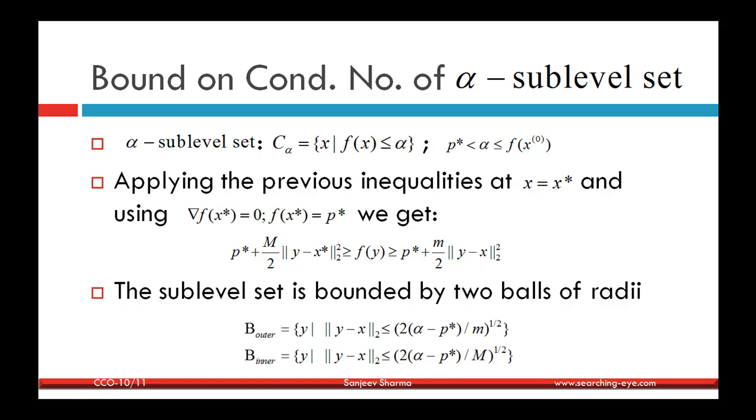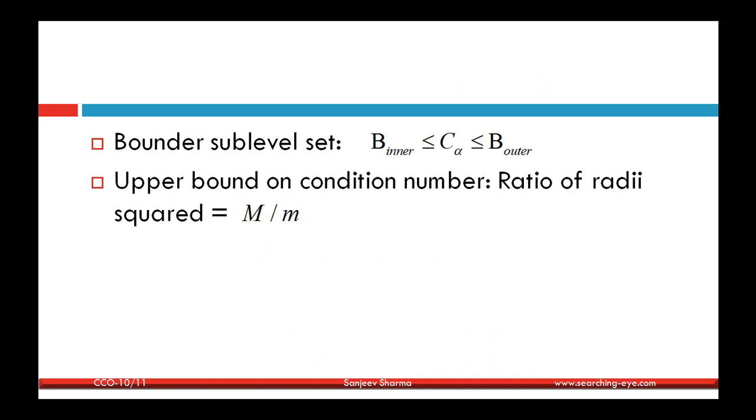The ratio of the squared radii of the outer ball to the inner ball gives the upper bound on the condition number of the alpha sublevel set. So the upper bound on the condition number of the alpha sublevel set is given as a ratio of the radii squared, which is capital M over m.